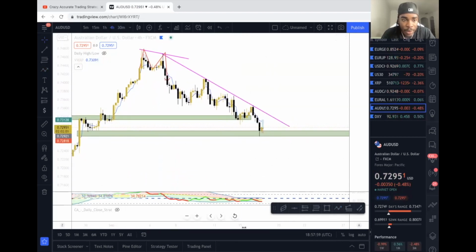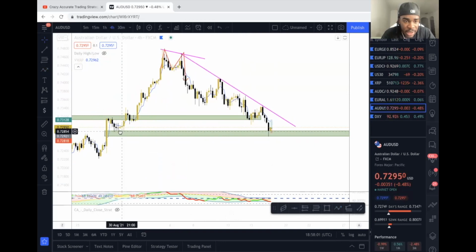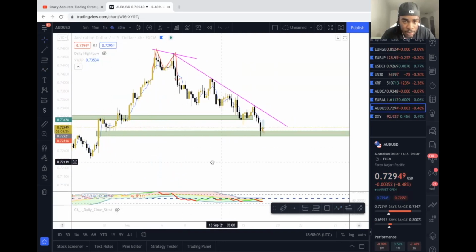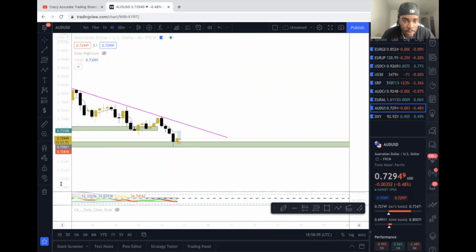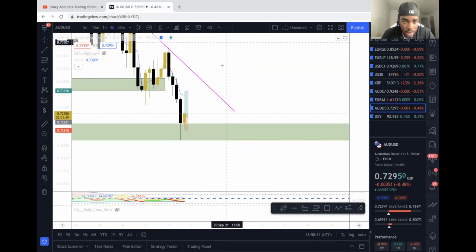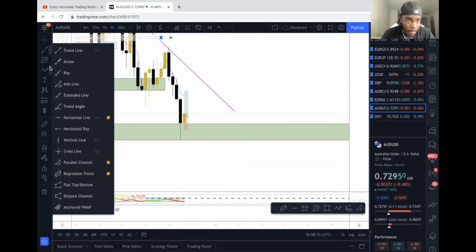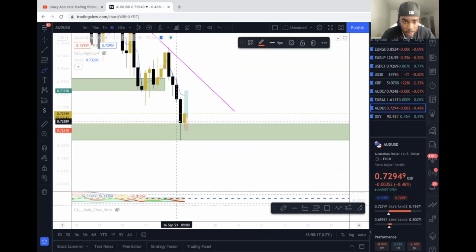And then on my 4-hour, I noticed that there was an area of support here from all these wicks touching this area. And then I noticed right here where we are now, there was a pretty long wick right here on that same area. So this is another wick entry for me.